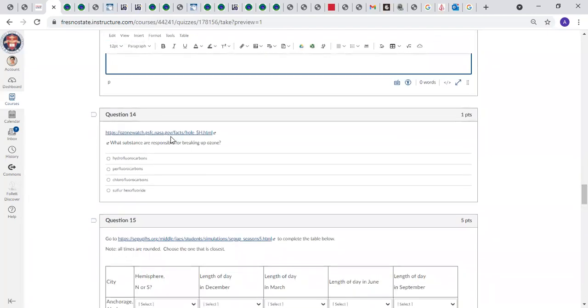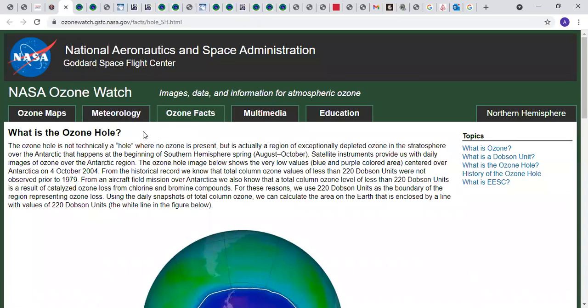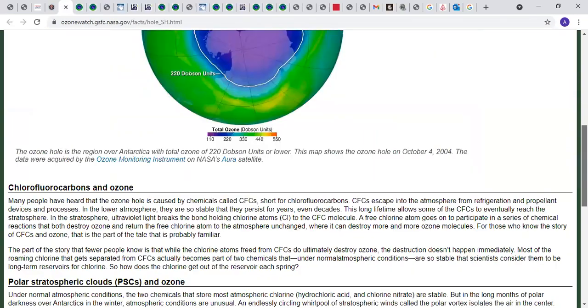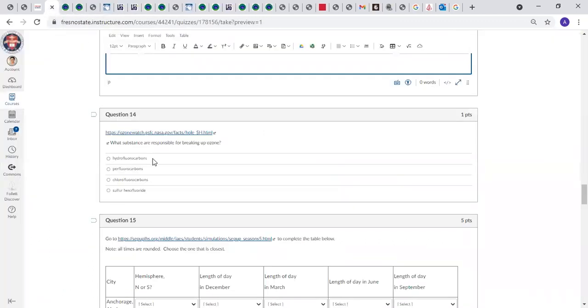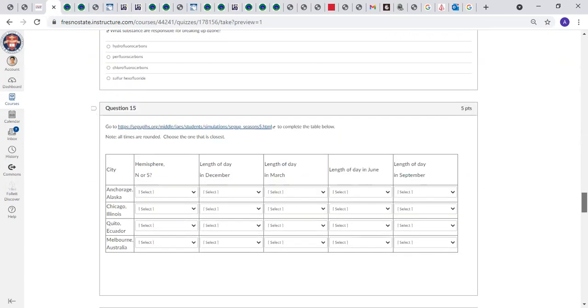And then after that, for question 14, you're going to read over this and it'll give you the answer: what substances are bad for the ozone, what substances are hurting the ozone layer and breaking it up. That's just a quick reading on question 14.